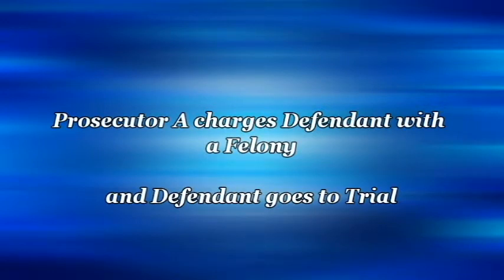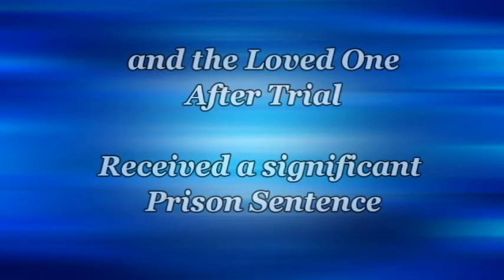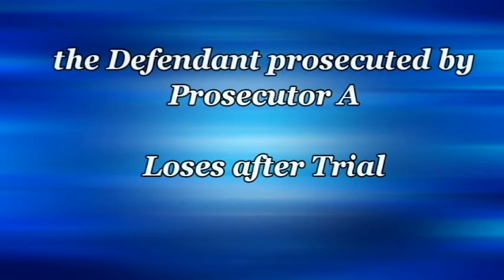Okay, so I'm going to go ahead and present a fact pattern, a hypothetical, like what we got when we were in law school, and then I want both of you to comment, weigh in, and discuss any issues with this fact pattern. So here's the fact pattern. Prosecutor A charges defendant with a felony, and defendant goes to trial. Prosecutor A presents a witness against the defendant who has a loved one who had also been prosecuted by that office by Prosecutor B, and the loved one, after trial, received a significant prison sentence. The defendant, prosecuted by Prosecutor A, loses after trial.